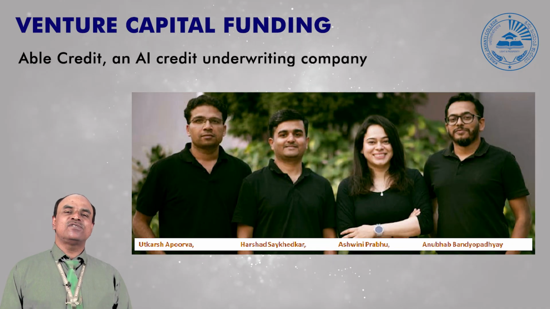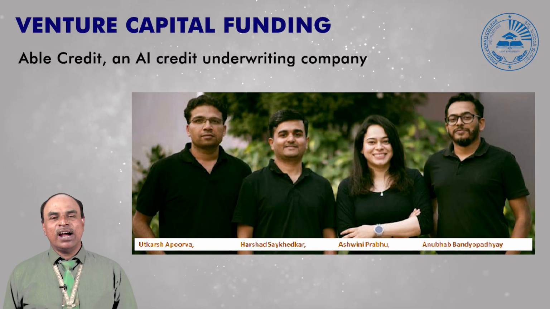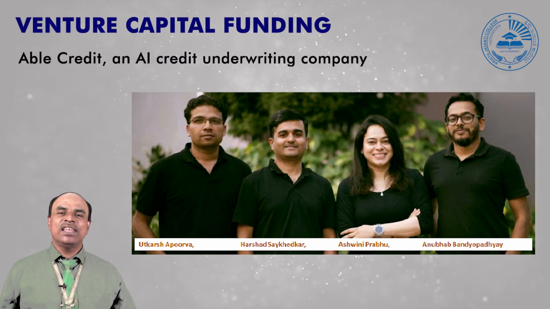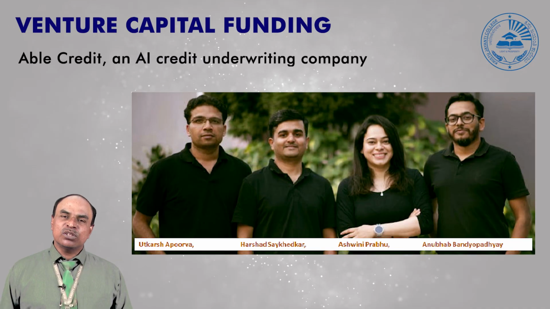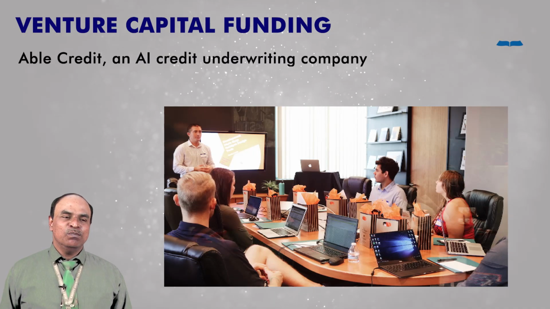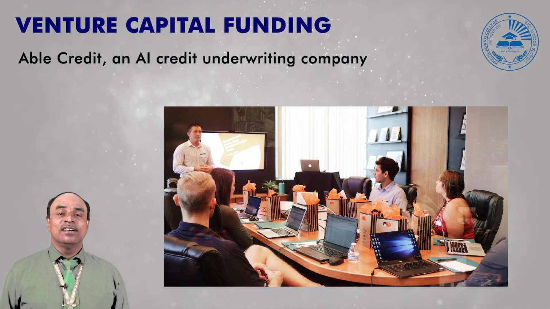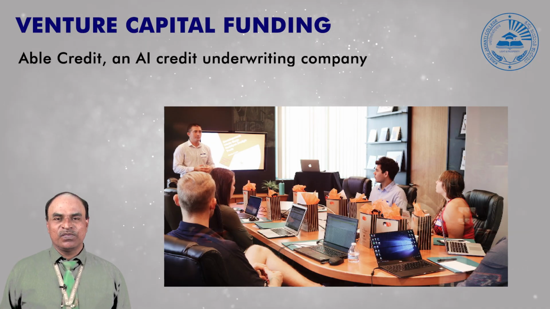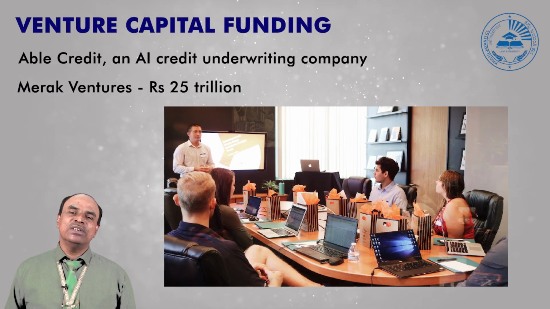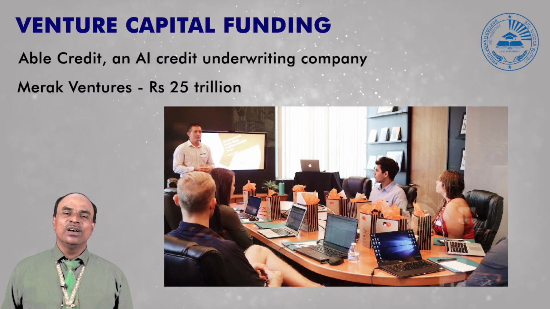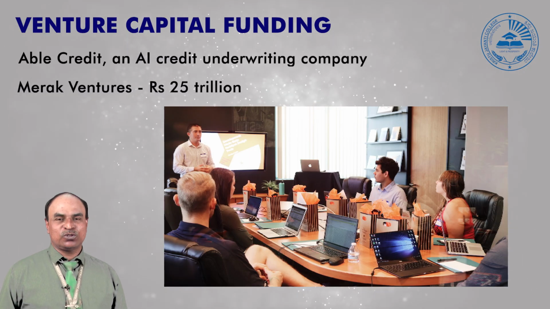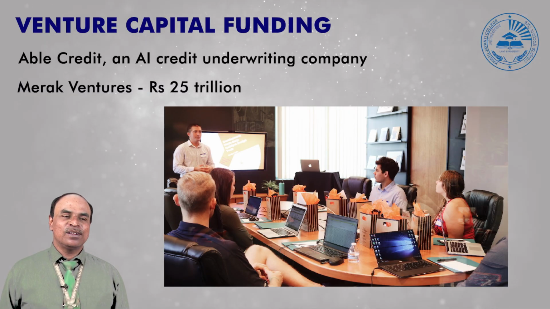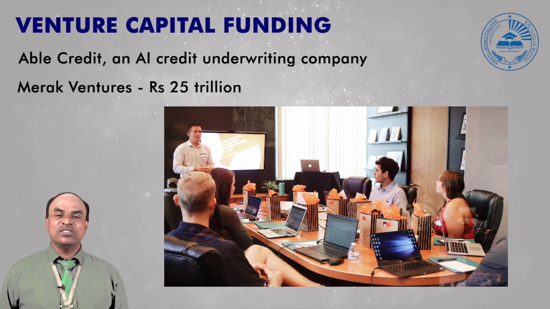These startup people, these 4 students, needed capital. So they went to the venture capitalist and projected how their business will work in the future. They projected it in a Shark Tank, and finally Mirac Ventures was satisfied with their business proposal. The business proposal here means starting an AI based credit underwriting. For this, they were given rupees 25 trillion. So the startups are these 4 students, and their startup name is Able Credit. The venture capitalist is Mirac Ventures. The venture capital fund is rupees 25 trillion.